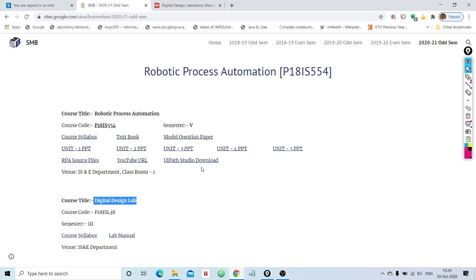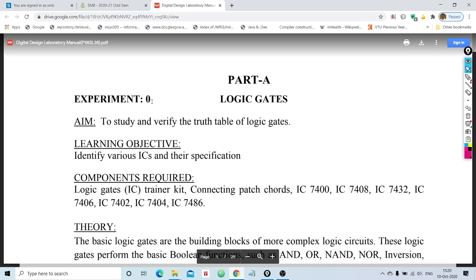Hi one and all. In the previous video I specified where a student can find the resources for the course called Digital Design Lab, right? Remember, this is the URL or the address that you need to use in order to find the resources for the course called Digital Design Lab, right? In this video we shall start with the fundamental experiment which falls under part A.